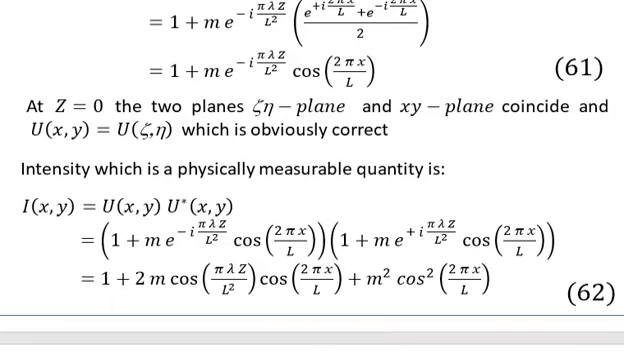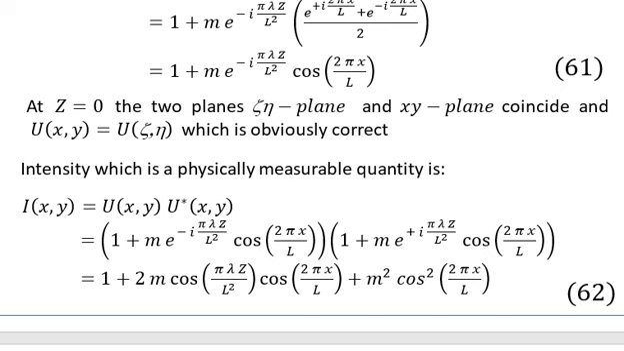Now at z equal to 0, if you put z equal to 0 in equation number 61, you will see that the two planes, the zeta eta plane and the xy plane, coincide, and the field u of x comma y becomes equal to the input field. That is, the field at the point of observation becomes equal to the field at the input plane, which is obviously correct by putting z equal to 0 in equation 61.